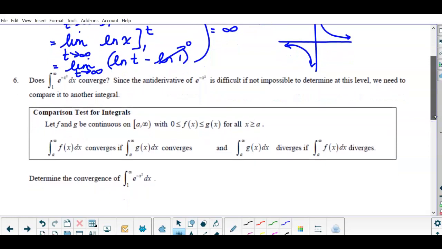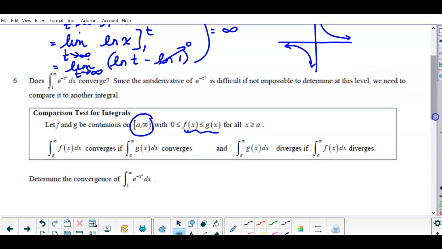Okay. Then question here, does the integral from 1 to infinity of e to the negative x squared dx converge? Since the antiderivative of e to the negative x squared is difficult, if not impossible to determine at this level, we need to compare it to another integral. Okay, so this is called the comparison test. So if f and g are continuous on the same interval, and they're both positive functions, so greater than 0, and f is less than g for all x values greater than or equal to a, so in this interval here, then f will converge if g converges.